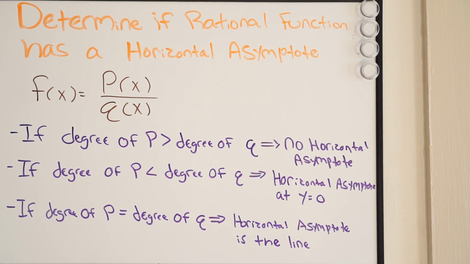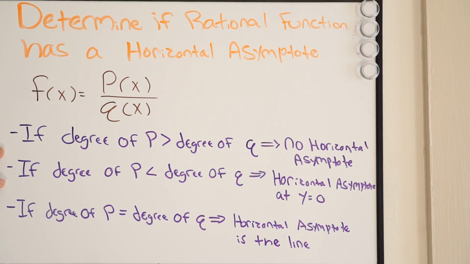So this f of x equals p of x over q of x is just our rational function. And we have these following three rules here that we need to follow. The first one says if degree of p is greater than degree of q, there's no horizontal asymptote. So remember, when we're talking about degree, we're talking about the highest exponent value between the terms. Okay, and we'll do a couple of examples here.